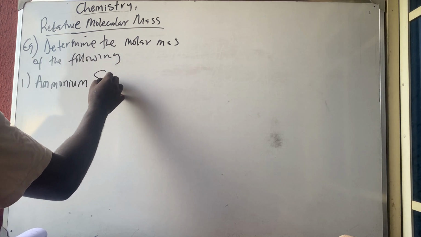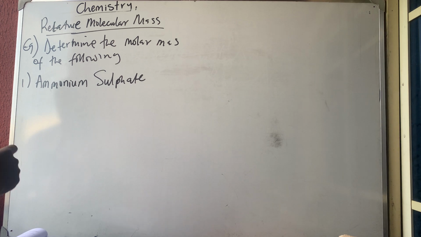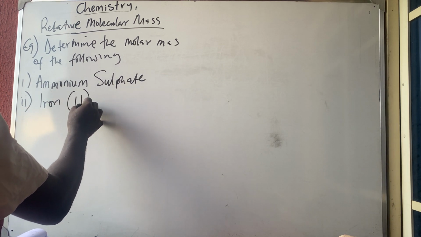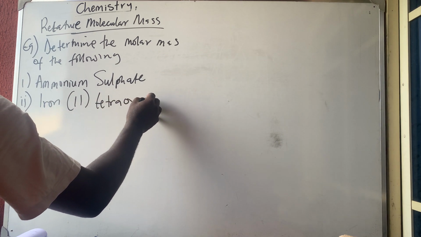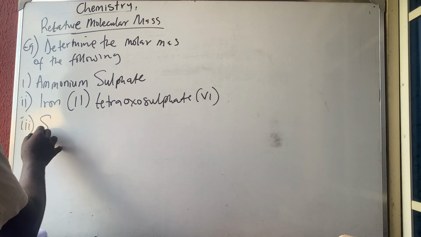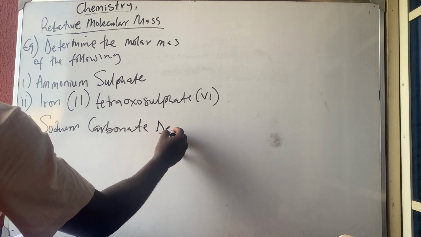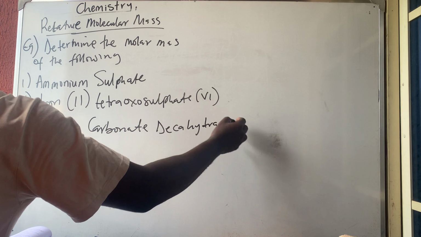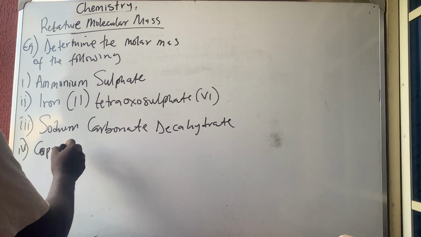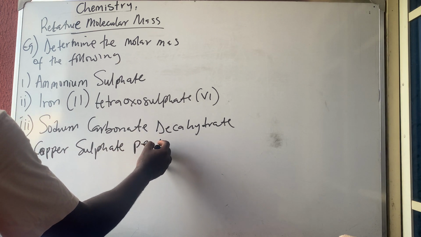Ammonium sulfate. Okay. Iron(II) tetraoxosulfate(VI). Number 3. Sodium carbonate decahydrate. Number 4. Copper sulfate pentahydrate.